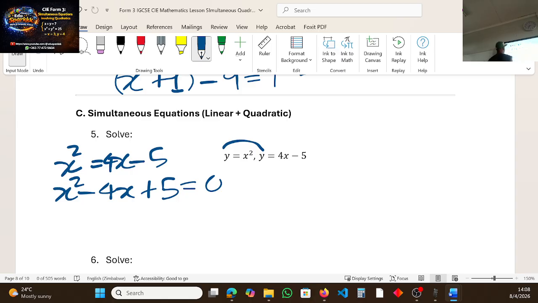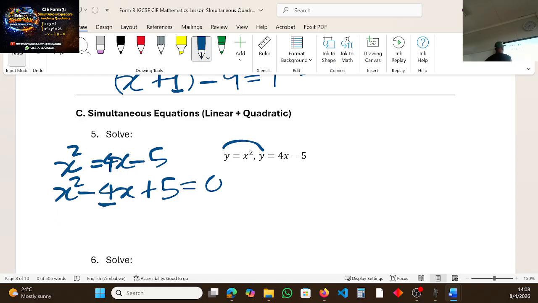Then I'm trying to do it by factorization. Do I have two numbers such that when I multiply them, they give me positive 5, and when I add them, they give me negative 4? Well, it looks like we do not have such factors. So let me try and complete the square and check how far I'll go.